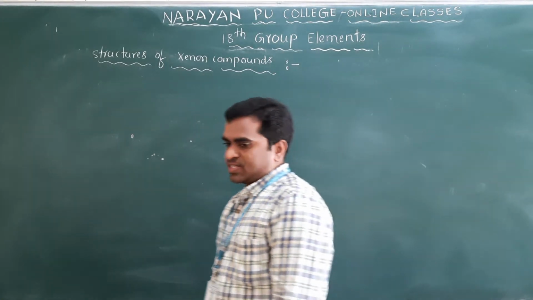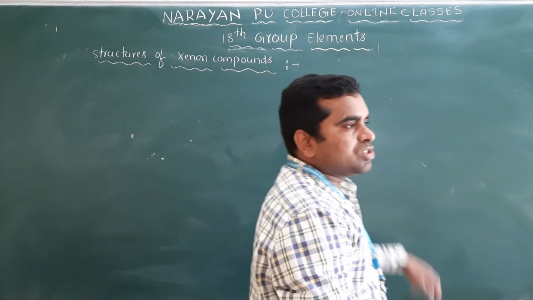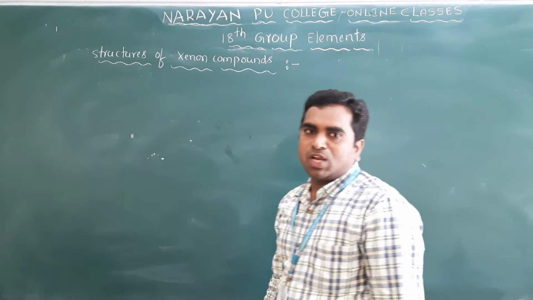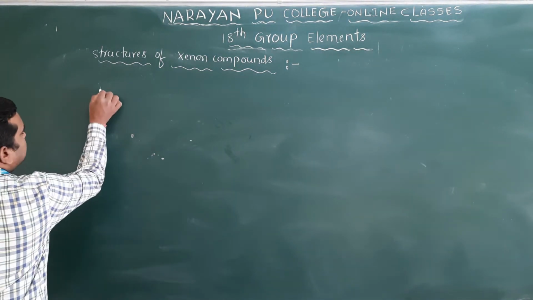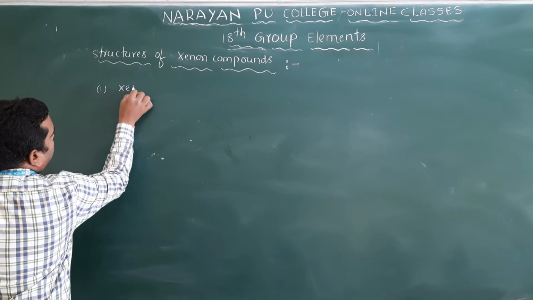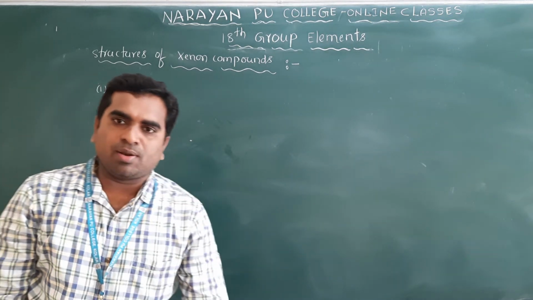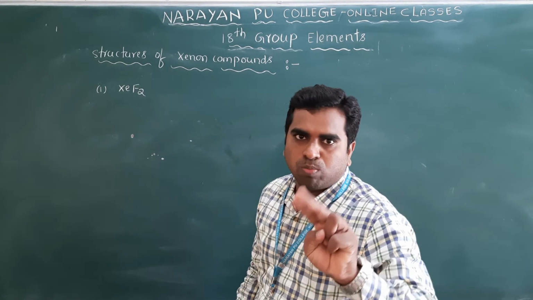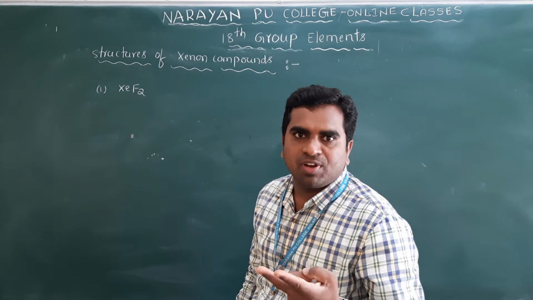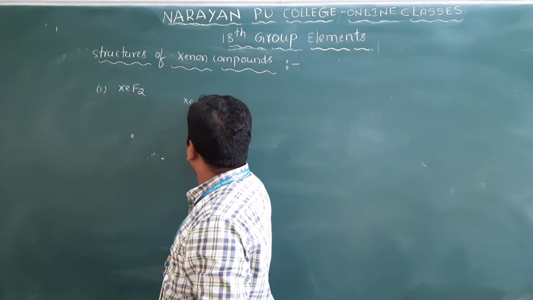So here, next concept. This is important for the PU examination also. Structures of xenon compounds. The first one here is xenon difluoride. What is the structure of this compound? Xenon is forming 2 bonds, which means 2 bond pairs.